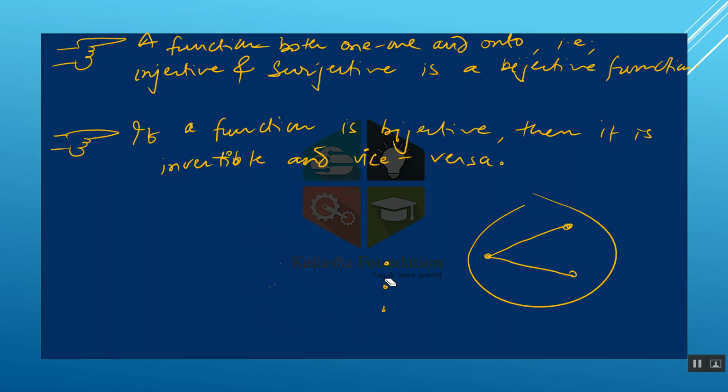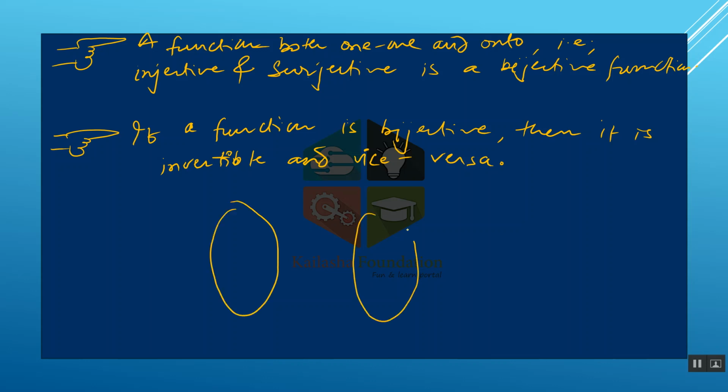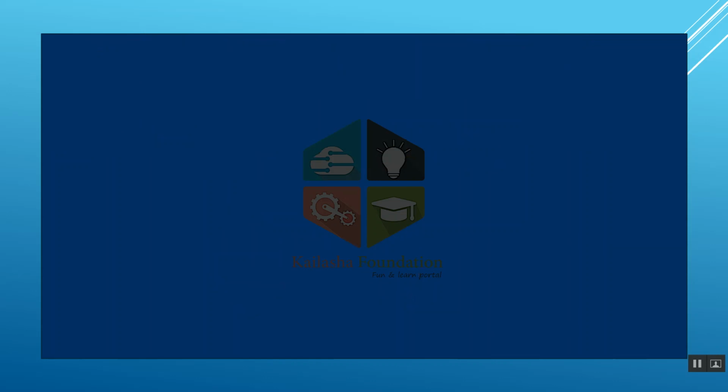So for a function to be invertible, it must be bijective. That means both injective and surjective. That means both one to one and onto. A one to one and onto function usually looks like this. No element left and no double mapping. Okay. Now we'll be discussing a few good examples.